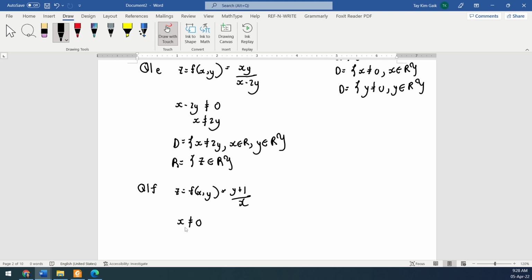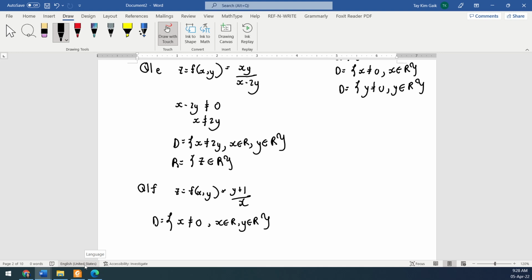This is similar to question 1e when you have the quotient functions. The denominator cannot take 0, otherwise it will become 1 divided by 0, which is infinity. So that's why here you just need to set x cannot be equal to 0. So y plus 1 over x: y at the numerator can be negative, positive, or 0. So the domain will be x cannot be equal to 0, where x is a member of real number, and y has no restriction. That's why y is a member of real number.